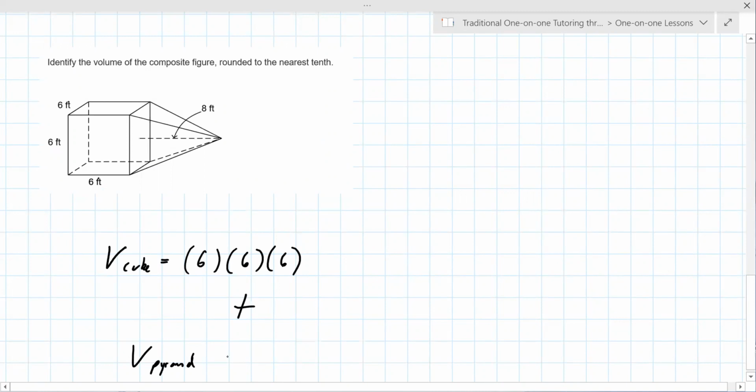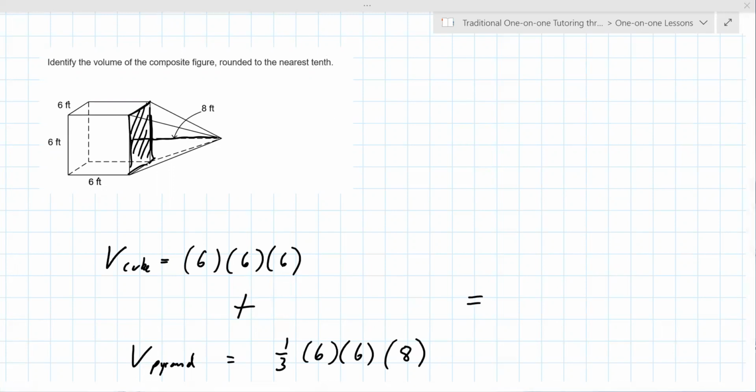So the pyramid is 1/3 the area of the base. The base is this rectangle here. Can you see that? Or I'm sorry, that's a square. The area of the square is 6 times 6, and the height is 8. Very good. So here's your calculation: cube plus pyramid. $312. Okay, that is my final answer. 312 feet cubed. Very good.